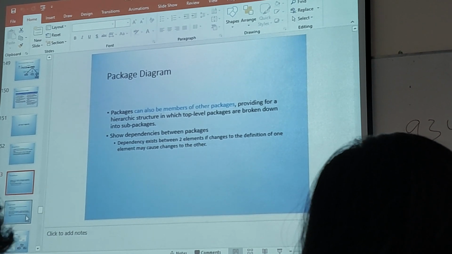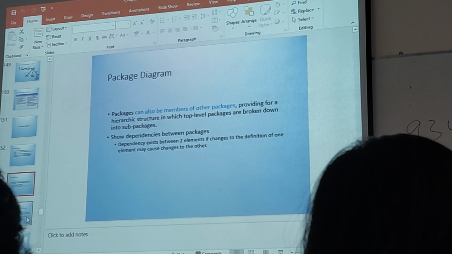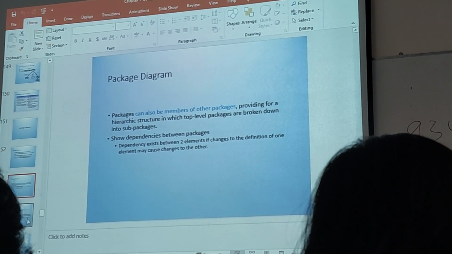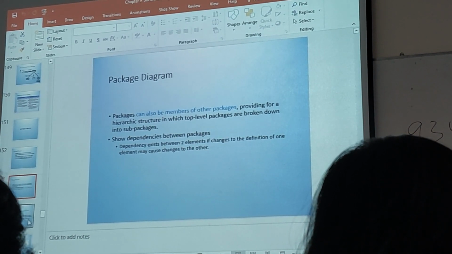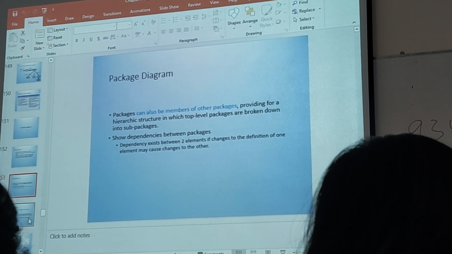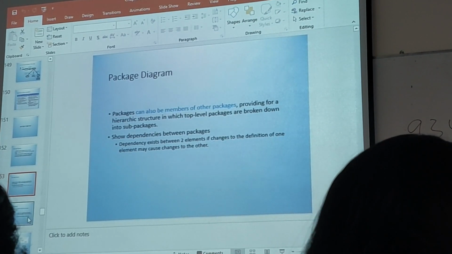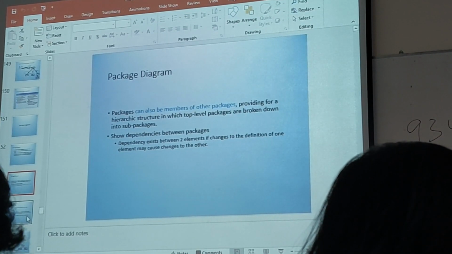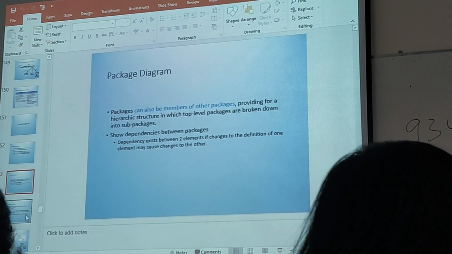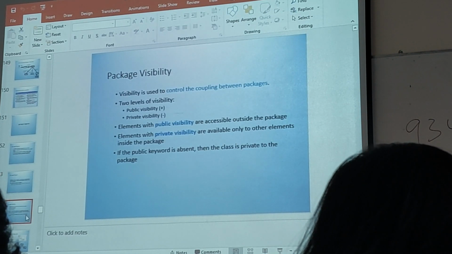A package can consist of sub-packages. Imagine it's just like the file explorer in your Windows. Each Windows folder icon is a package. Each folder has subfolders, which are sub-packages. Understand? Okay.